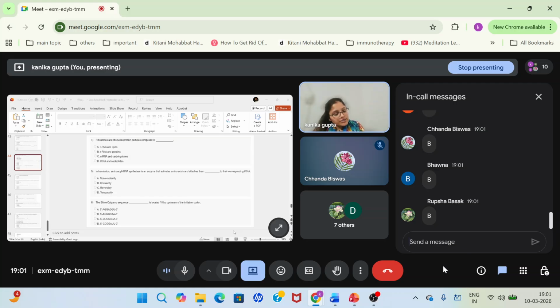Okay, so the answer to question number 5 is covalently, because it is forming what kind of a bond? Covalent bond, and what is the name of the bond? It forms a covalent bond, okay, but what is the name of the bond?